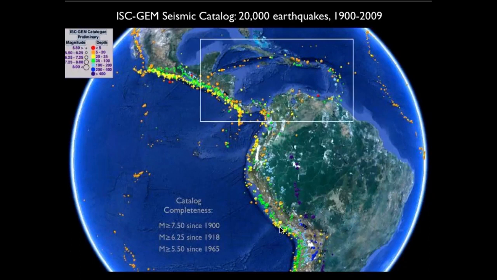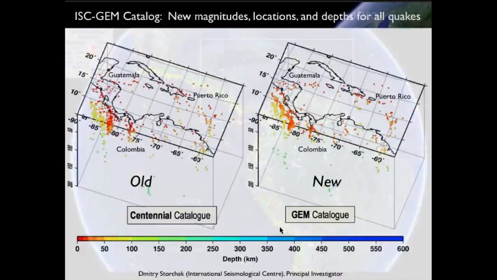If we zoom in on the Caribbean and look at the difference between the old catalog and the new, you can see, for example, that there were earthquakes all across Central America, and now they're all in Guatemala. You can see a blur of earthquakes here, and now it's very crisp lines. You can also see that difference here. You can see that there were nothing near Puerto Rico, and now there are quite a few. So this is what you gain from this painstaking work.